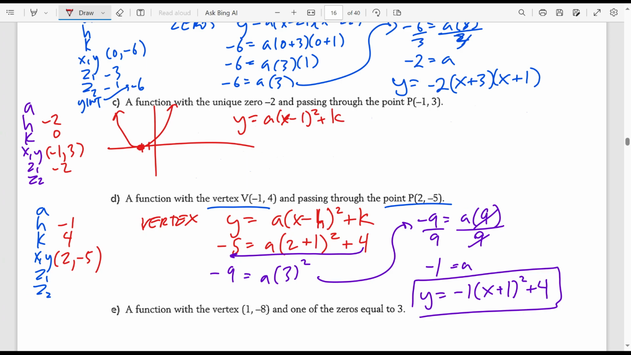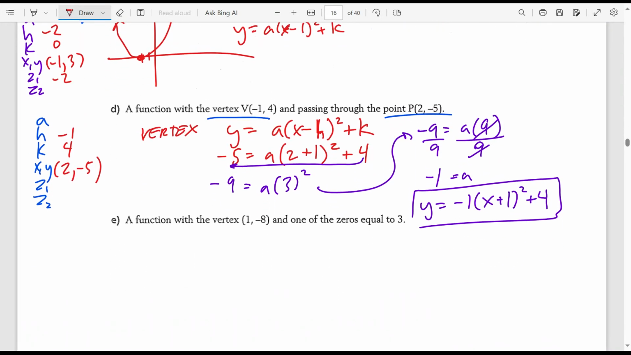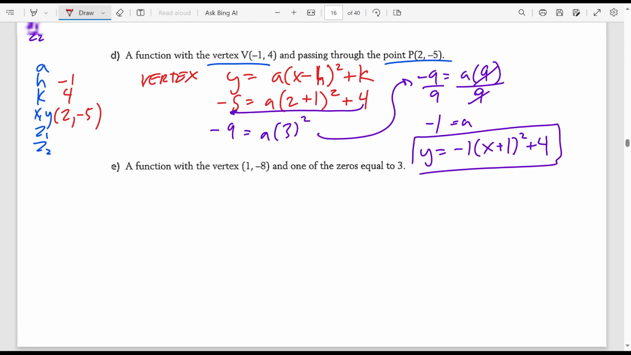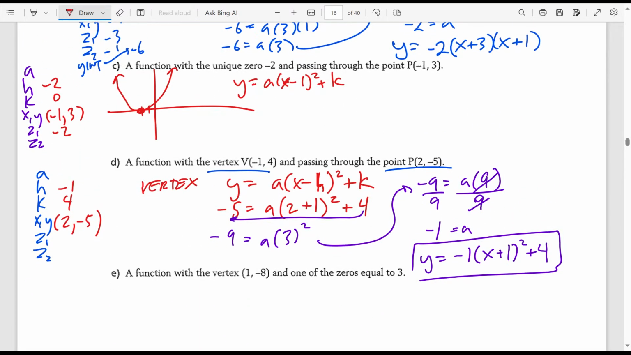It's really funny that it would do that, but it does. So we would basically just plug that in and solve for that one as well. I'll let you do that one on your own, as well as E, where it says a function with vertex 1 and -8, and one of the zeros equal to 3. I'll let you try those two on your own. Giddy up.